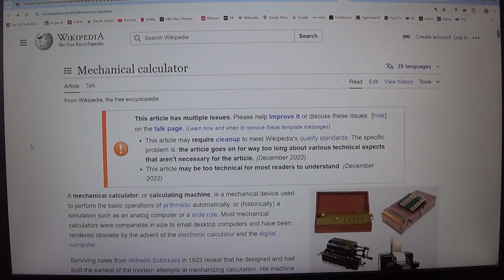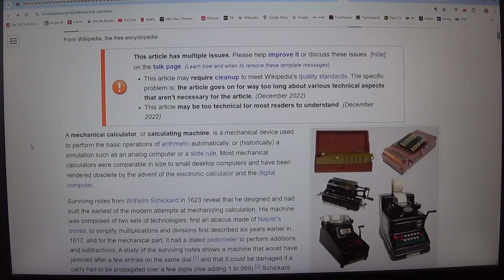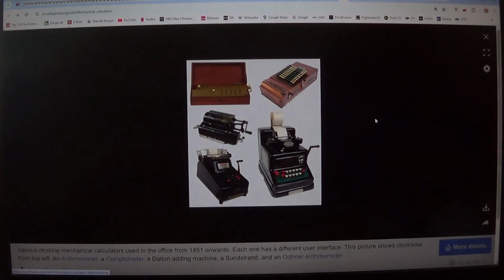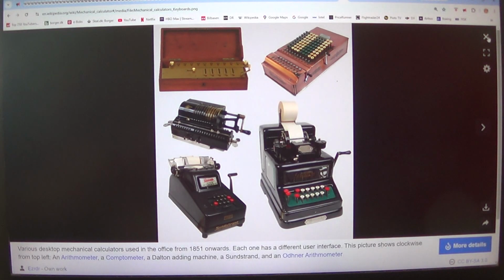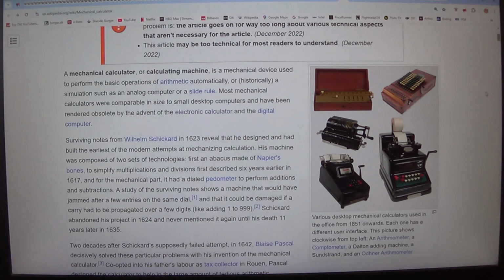Mechanical calculator. This article has multiple issues. Please help improve it or discuss these issues on the talk page. Learn how and when to remove these template messages. This article may require cleanup to meet Wikipedia's quality standards. The specific problem is, the article goes on for way too long about various technical aspects that aren't necessary for the article. December 2022. This article may be too technical for most readers to understand.